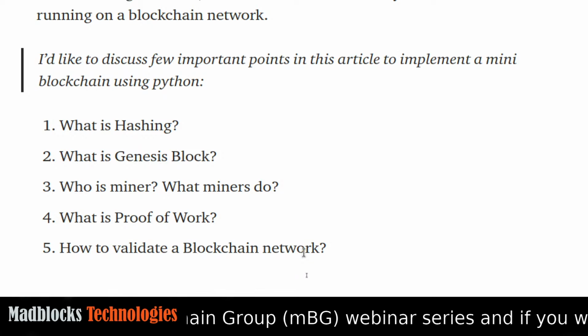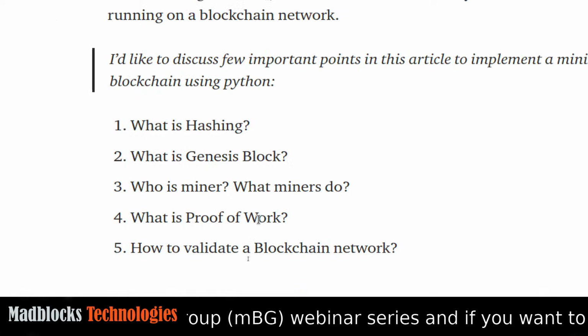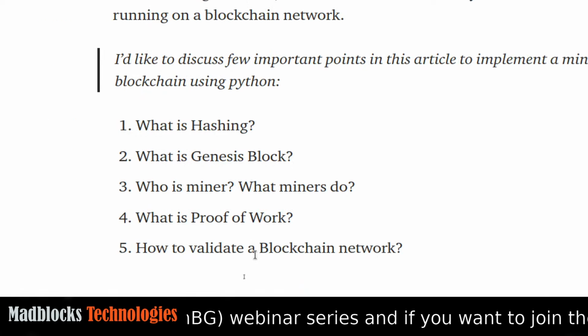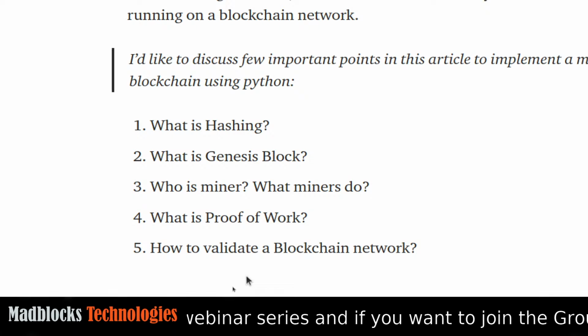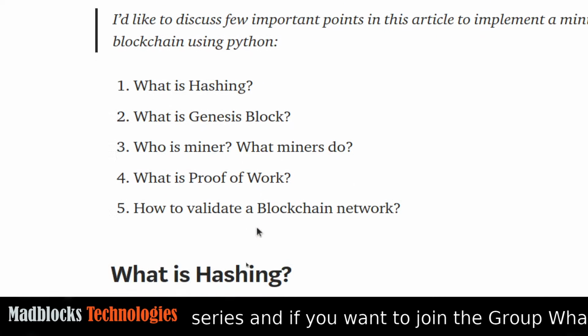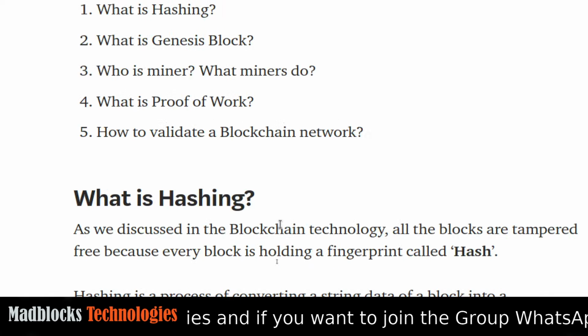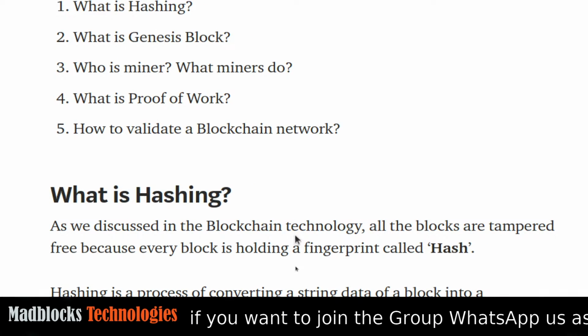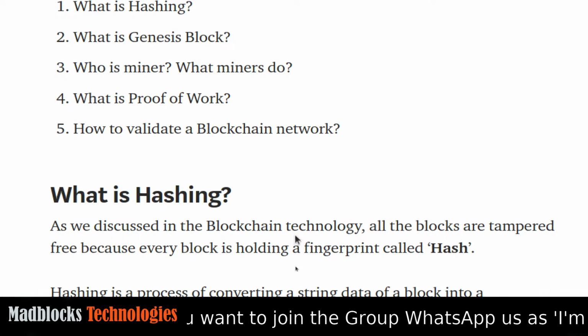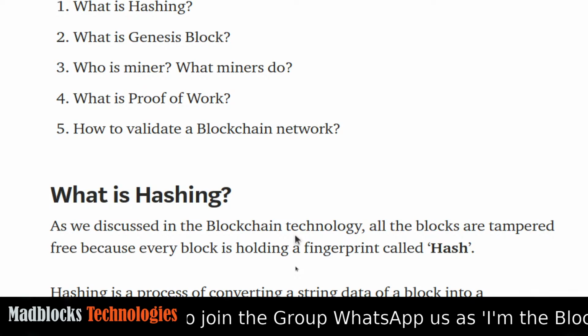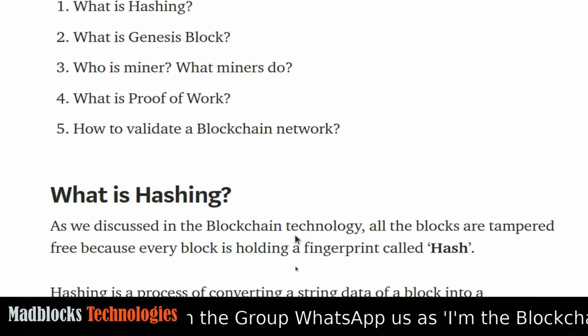Okay. So what is hashing? What is the Genesis block? Who is a miner? What do miners do? What is proof of work? How to validate a blockchain network? Let us understand these terminologies. What is hashing? As we discussed, in blockchain technology all the blocks are tamper free, because every block is holding a fingerprint called a hash.